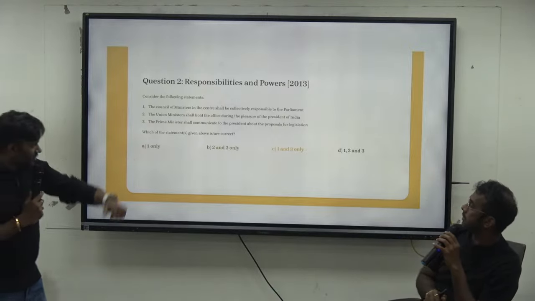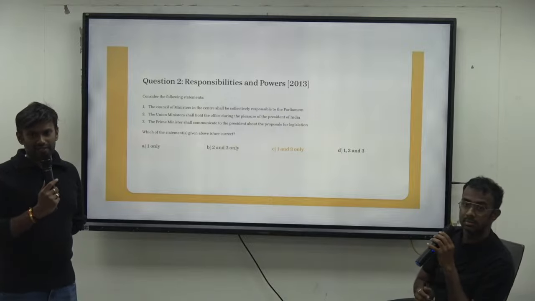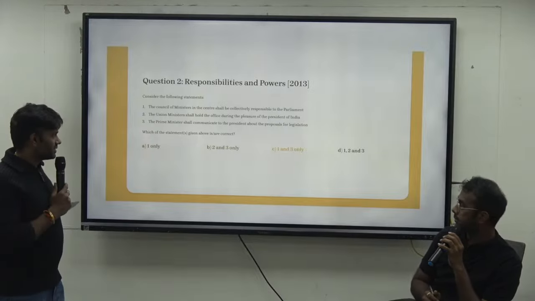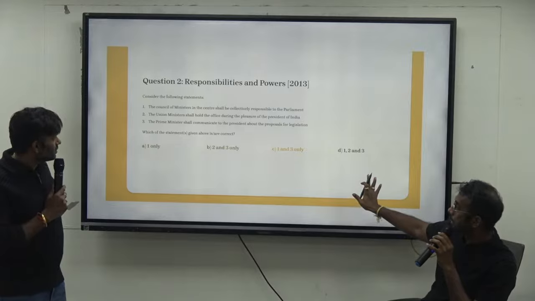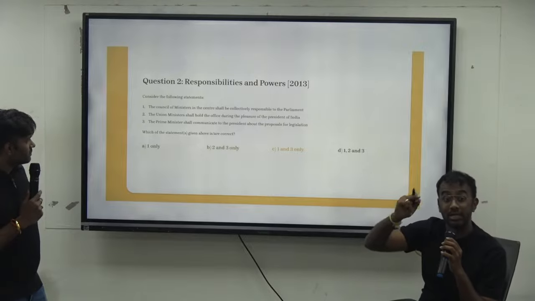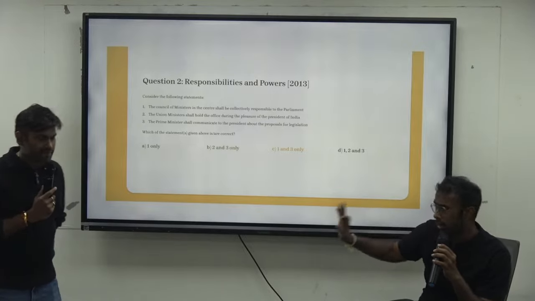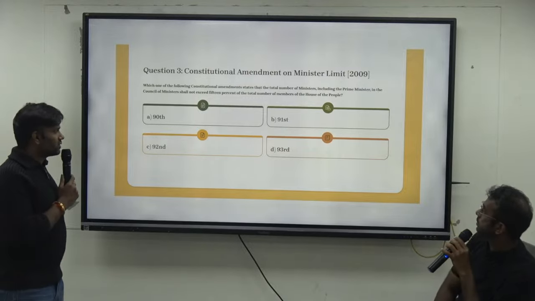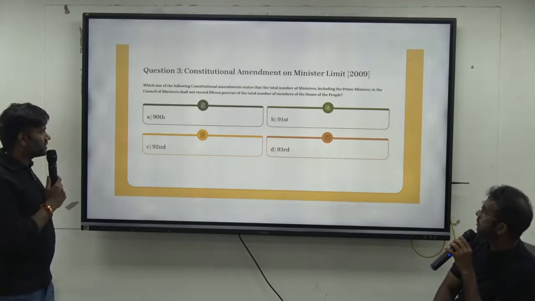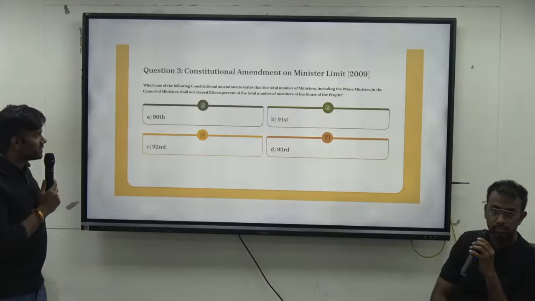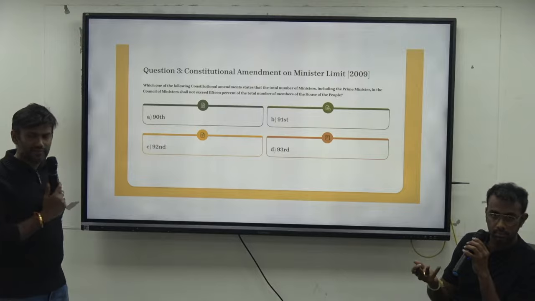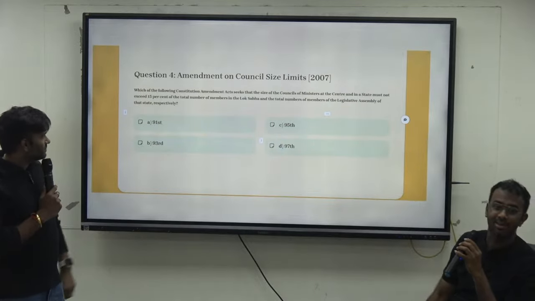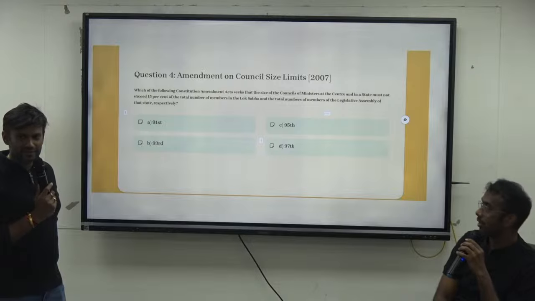Prime Minister shall communicate to the President about proposal of legislation. 100% correct. He is the link between the council and the President. So the answer will be 2 and 3. Are you understanding? Same things. Repeat. It will come back. Which of the following constitutional amendments states that the total number of ministers, including the PM and Council of Ministers, shall not exceed 15% of the total members of the House? 91st Amendment. Same. Asked 2 years back. 91st Amendment.